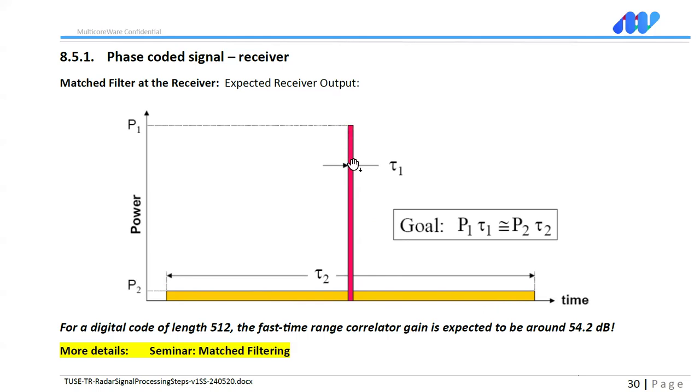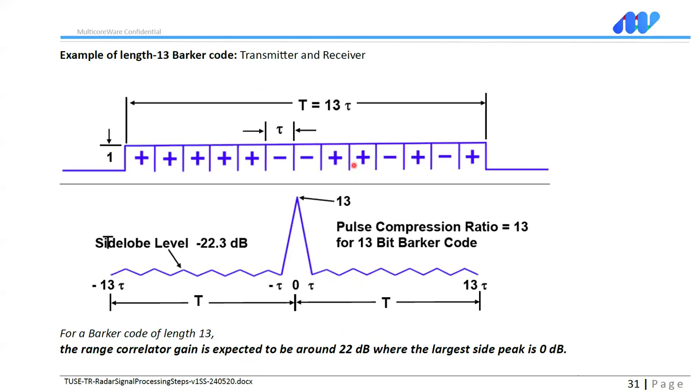I will show it with some examples, but just to give an idea, for a digital code of length 512, as I mentioned below, the gain is around 54.2 decibels. So it is a huge advantage. Normally, your signal could be minus 100 dB, so you definitely need those gains at each step. This is a standard code called Barker code, and multiple versions and hybrid versions are being used.